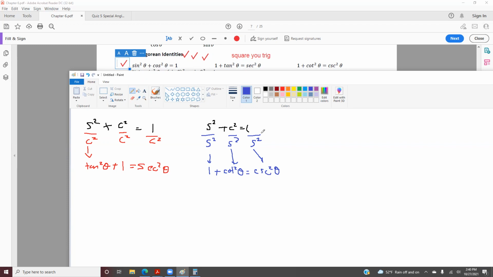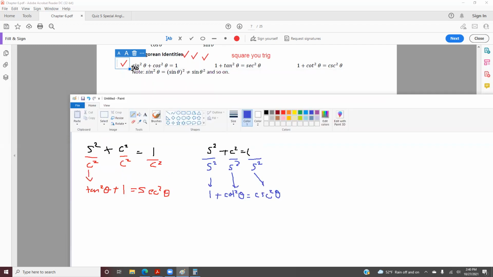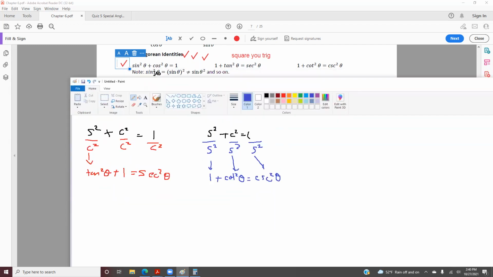I don't usually want students to memorize so many formulas. So this formula is the one that I would want you to do. And what is sine squared theta? Sine squared theta is you take the sine theta, the whole thing, and you square it.